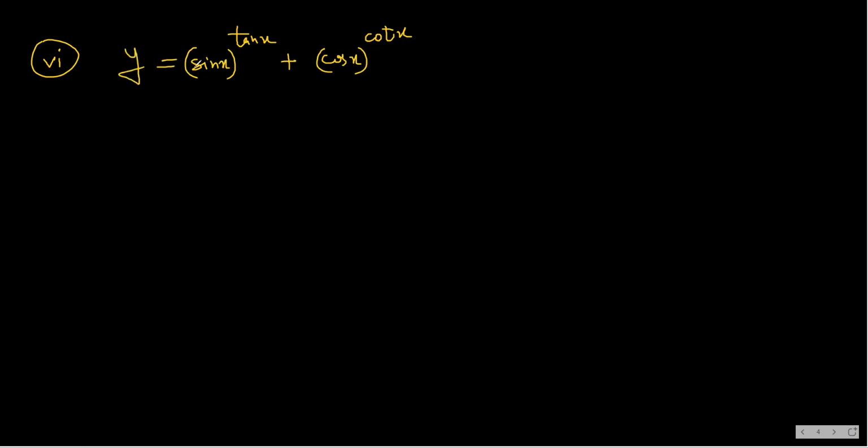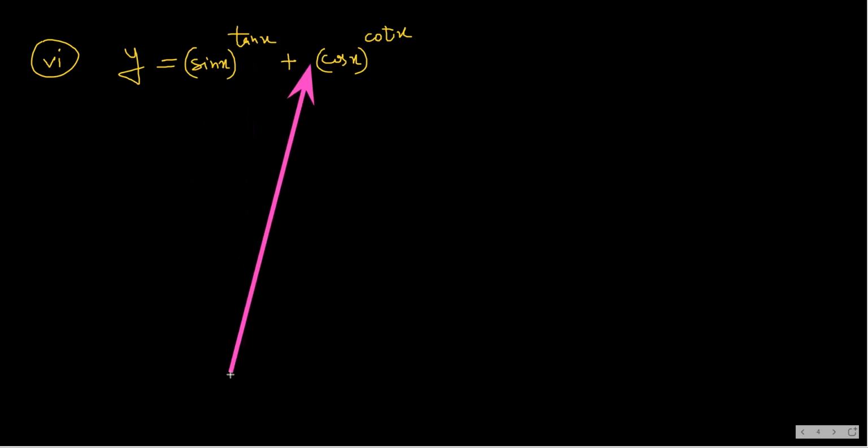Now you notice that you have variable raised to variable, but you got a plus sign in between. Because of this plus sign, you cannot take log. You want to have a log here, that is mandatory. Why? So that this tan x will become the coefficient. Log of sin x raised to tan x will become tan x log sin x.